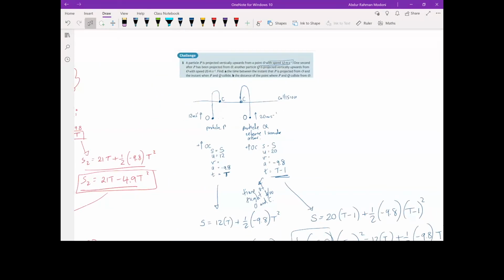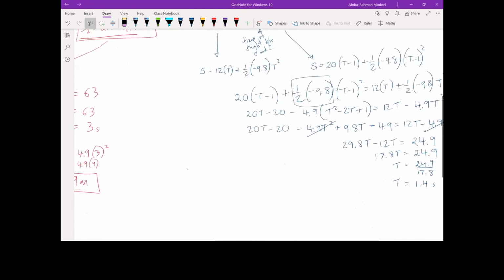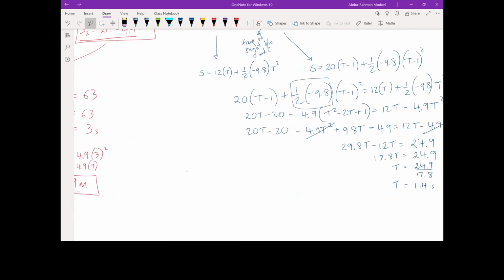Okay. Hopefully I haven't made any mistakes with my arithmetic, but I'll double check that one in the book to make sure that value is correct. Chapter 9, challenge 9E. Part A is 1.4 seconds. Yeah, so that's fine.